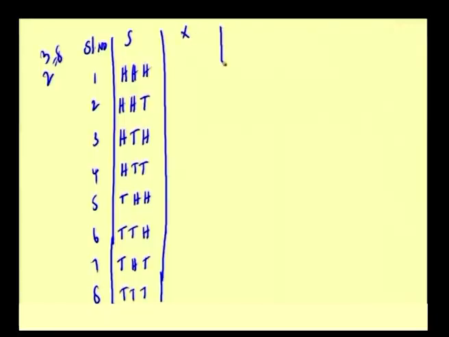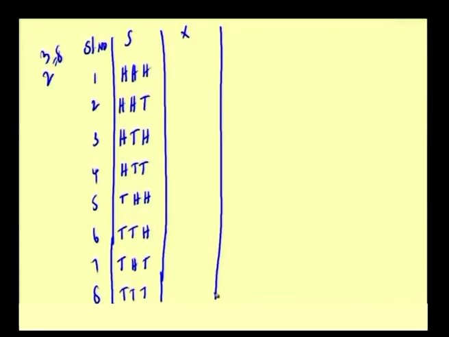What does x represent? X is defined as the number of heads. How many heads are there in these options? For each option, we have different values of x. Here the number of heads is 3, so x will take the value 3. Here the number of heads is 2, so x will take the value 2. Here the number of heads is 2, and here the number of heads is 1. Here 2 heads, therefore 2. Here only 1 head, and there are no heads here, therefore x value is 0. These are the options of x values.